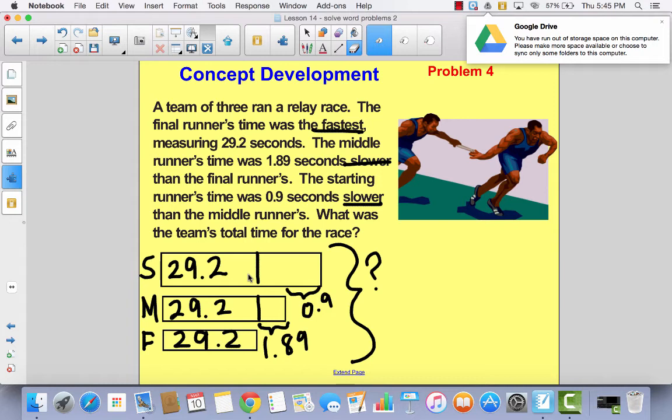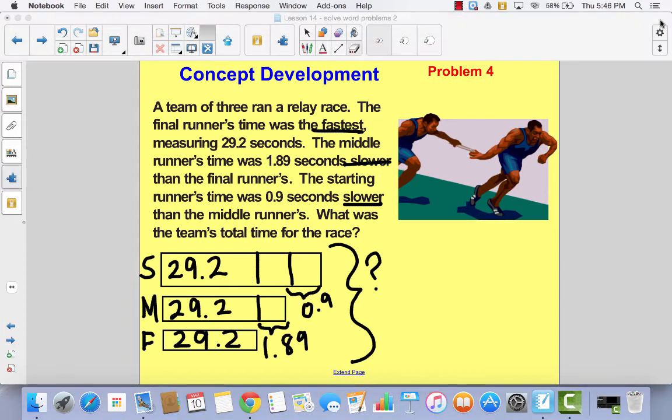So if you could think of it, the starting runner actually ran the slowest. So this person had 29 and 2/10. They also had 1 and 89/100, and they had an additional 9/10 of a second, if that makes sense. And I'm trying to find the total.